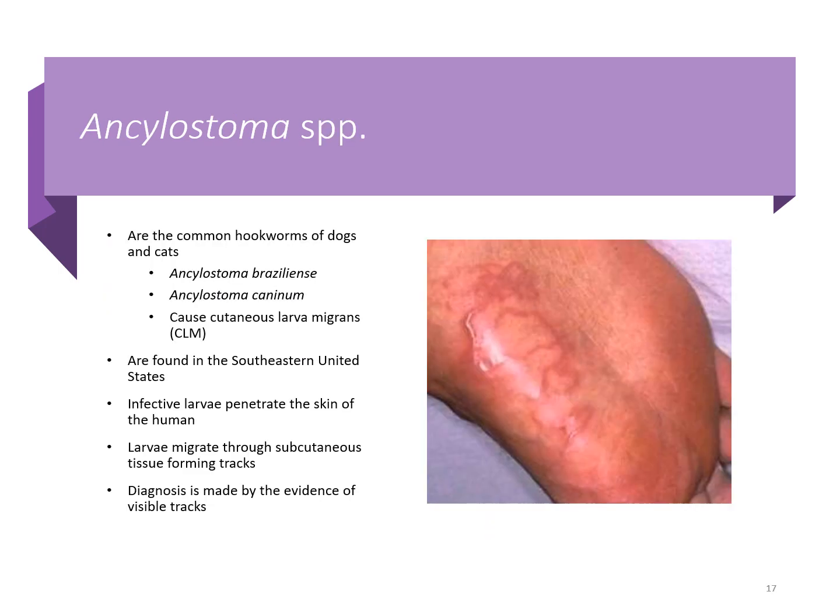We also have some hookworms that affect the dogs and cats, or Ancylostoma. And so these organisms can cause CLM, which is characteristic of these little visible tracks in the skin. So you can actually see here in the pad of this foot where you can see the organism up under the skin there. And so these organisms are more common in the southeastern United States, in which the larvae will actually penetrate into the skin, and then they'll migrate to the subcutaneous tissue and form those little tracks there that you can actually visualize.